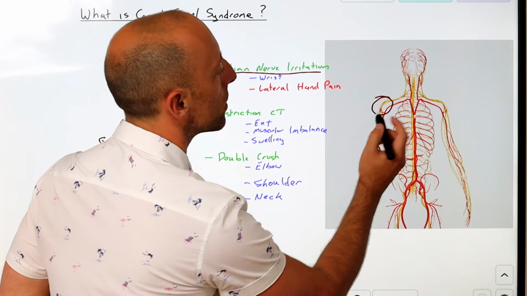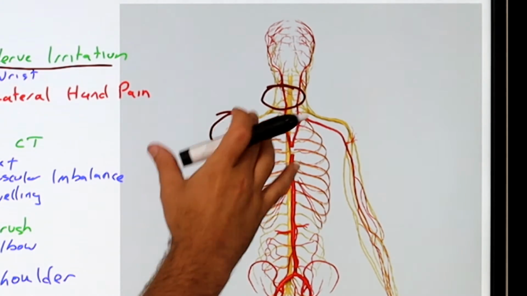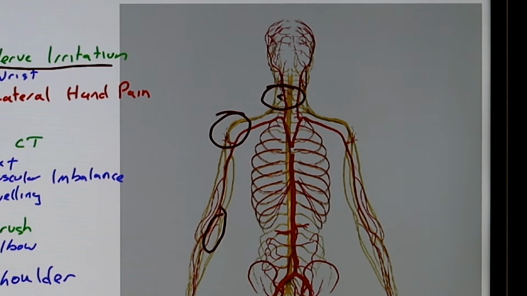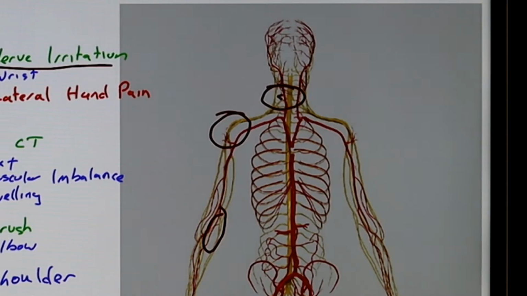And the final one, of course, is the lower aspect of the cervical spine. So we're having issues with the lower aspect of the cervical spine. Sometimes that can irritate the nerve roots for the median nerve directly and impinge the nerve all the way through.